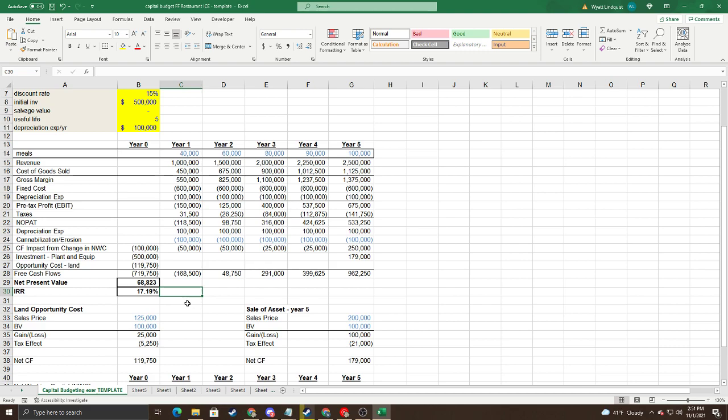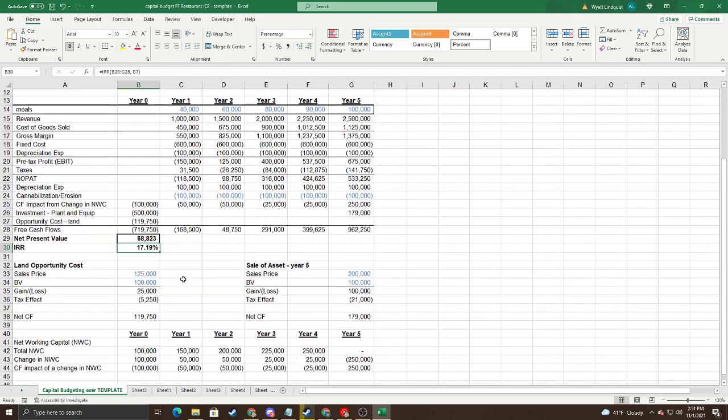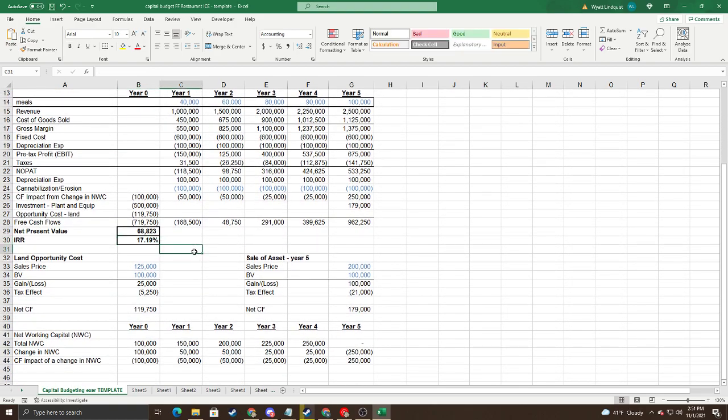And so, judging by this, the fact that we have a positive net present value, meaning that if we took on this investment, we would have the equivalent of $68,823 today, as well as the fact that the internal rate of return is higher than our discount rate, this is a good investment, and the company should take this.